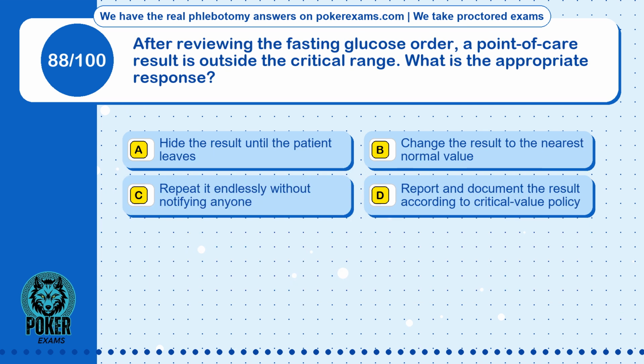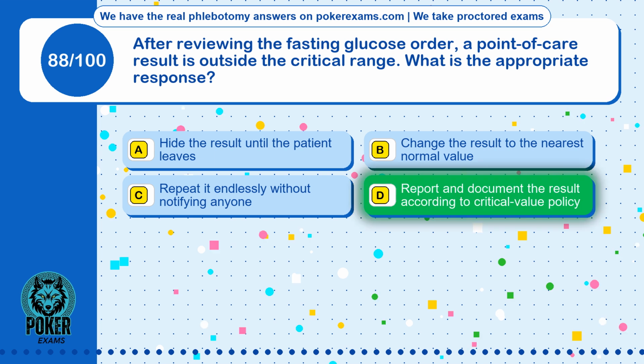Question 88. After reviewing the fasting glucose order, a point-of-care result is outside the critical range. What is the appropriate response? Option A. Hide the result until the patient leaves. Option B. Change the result to the nearest normal value. Option C. Repeat it endlessly without notifying anyone. Option D. Report and document the result according to critical value policy.